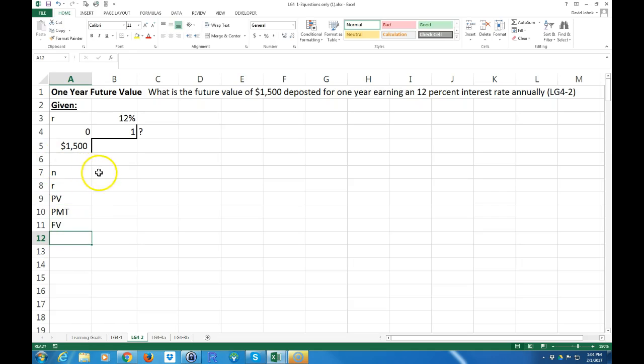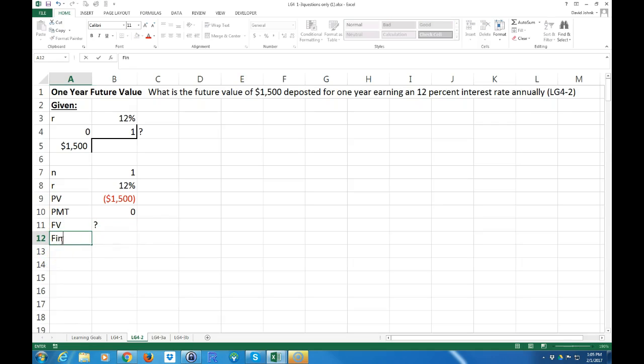Okay, so the N is equal to our 1 year. The R is equal to 12%. The present value is equal to, so if we're depositing, which way is this pointing? It's pointing down. So essentially this is positive, but here I want to make it negative because it's a cash outflow. So I'm going to say a negative this, and then the payment is 0, and the future value is what we want to know.